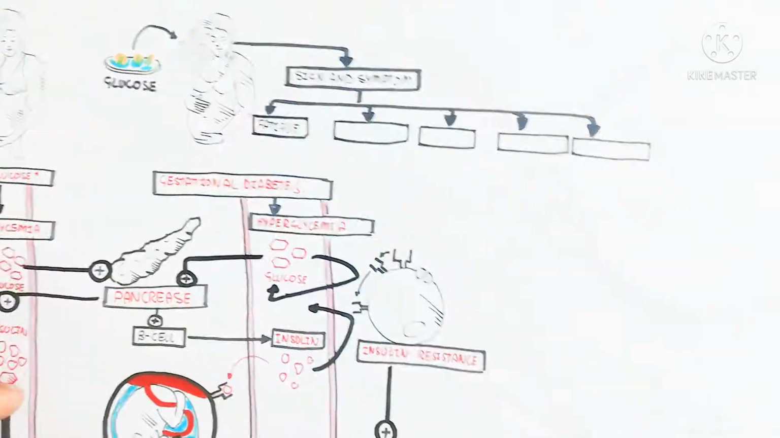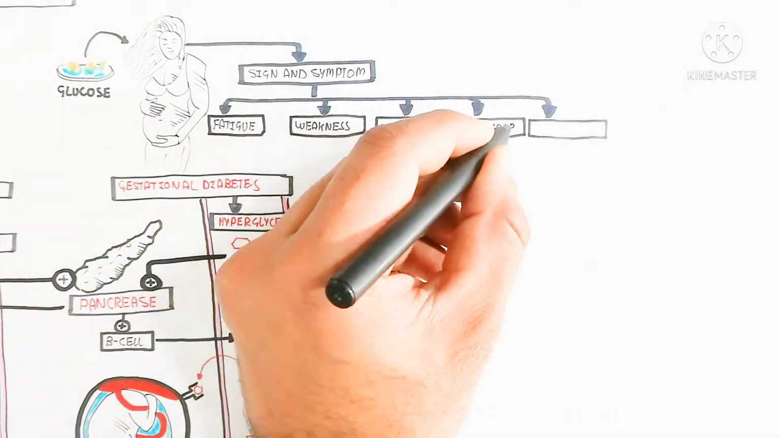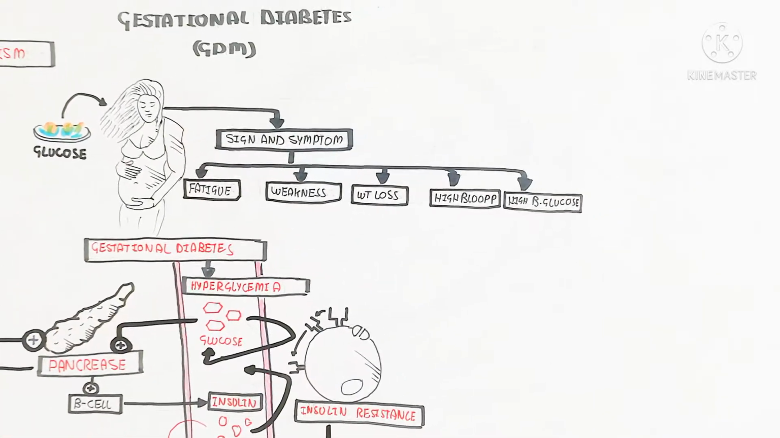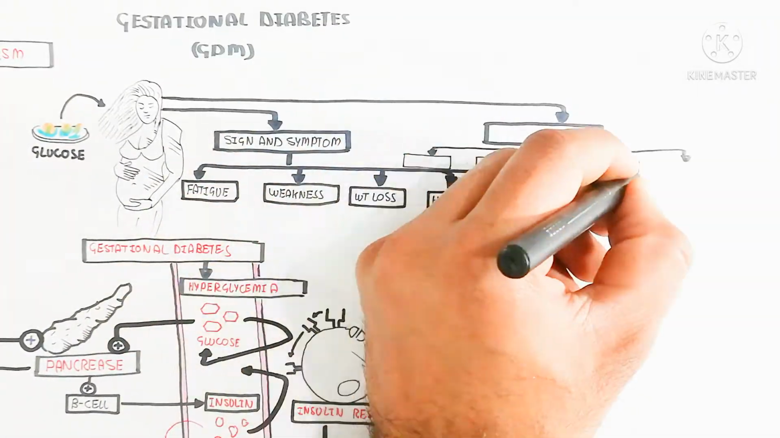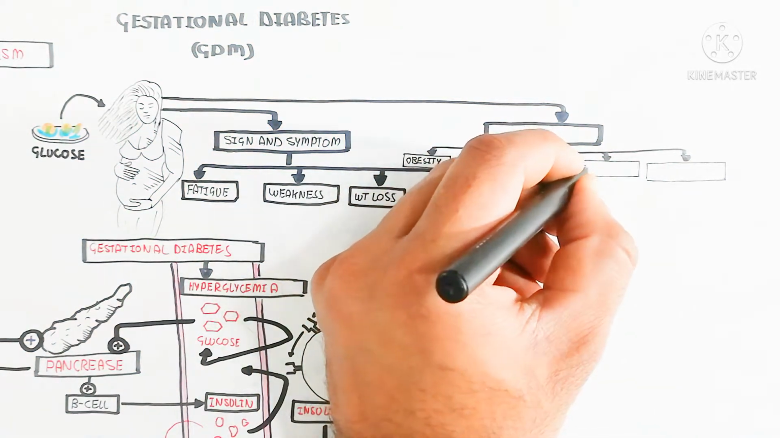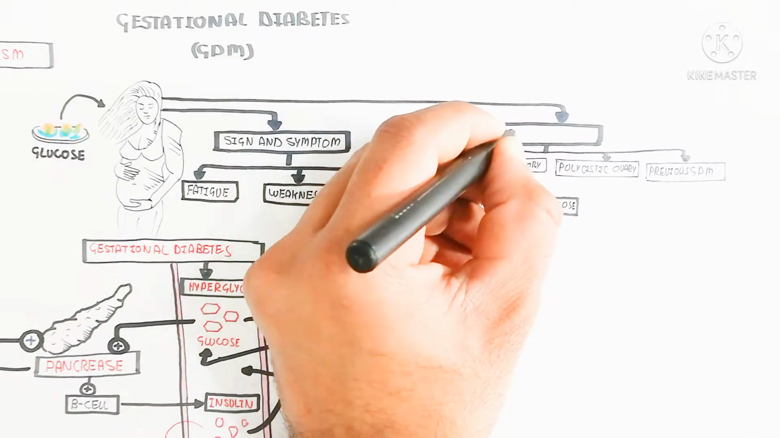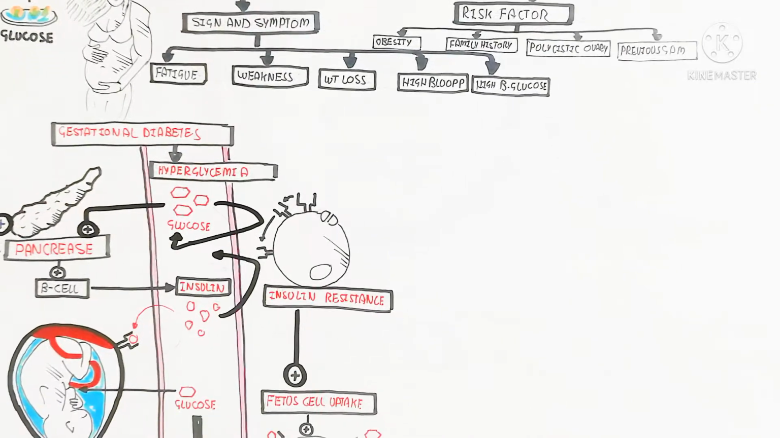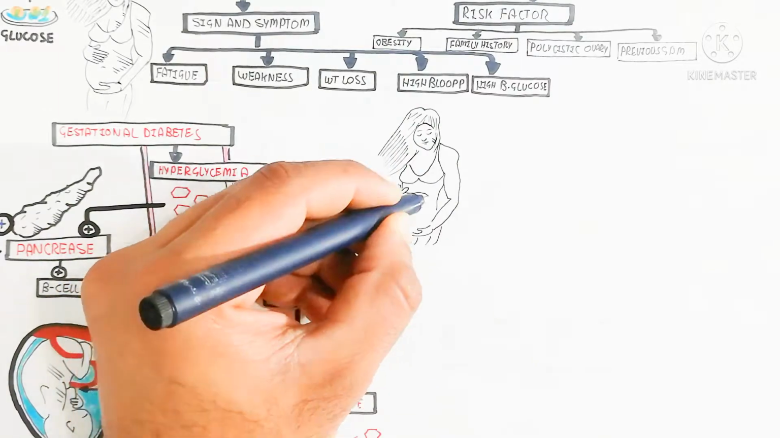So here you can see the signs and symptoms of the female during gestational diabetes mellitus: fatigue, weakness, weight loss, high blood pressure, and high blood glucose, hyperglycemia. And on the other hand, if we discuss the risk factors, the risk factors can be obesity, which can create more insulin resistance, family history, polycystic ovary, and previous GDM.